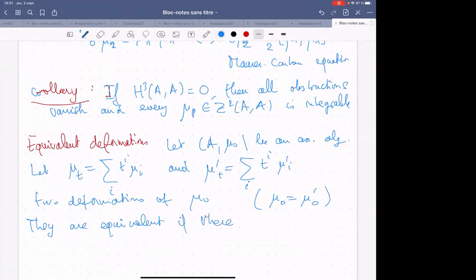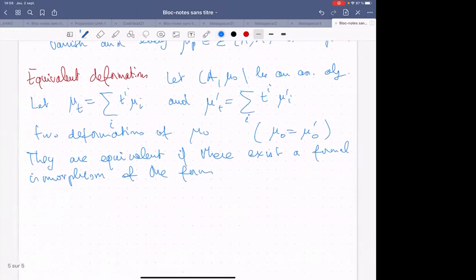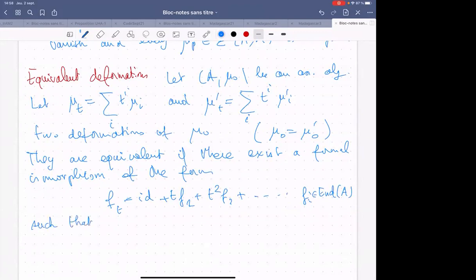Then we say that they are equivalent if there exists a formal isomorphism of the form, we can call it F_t, identity plus t F1 plus t square F2, etc., where the Fi's are endomorphisms of A, such that F_t composed with mu_t equals mu'_t composed with F_t tensor F_t. Okay.